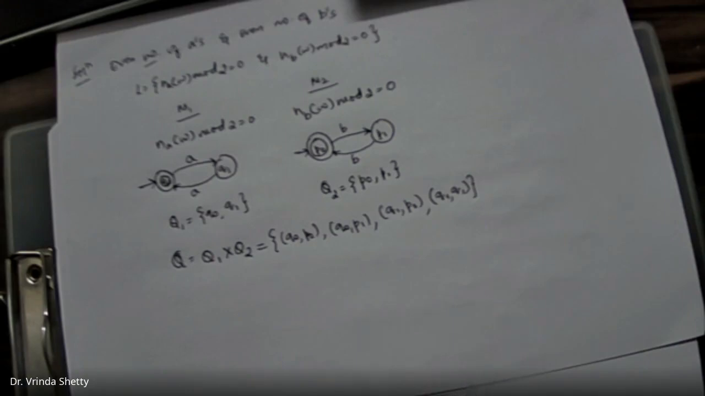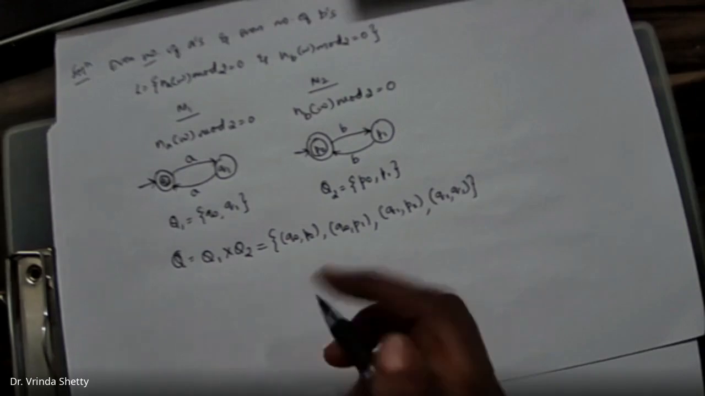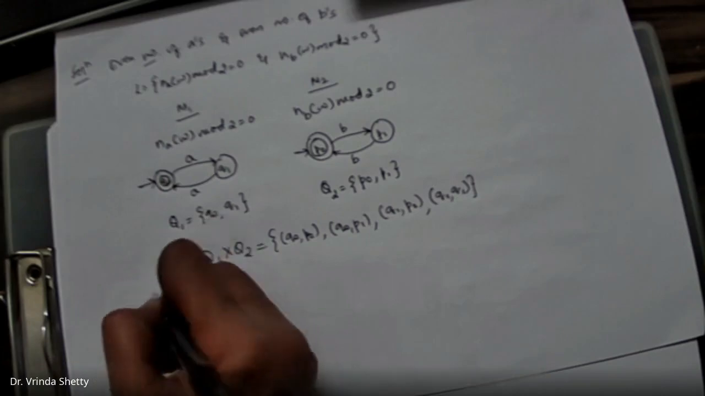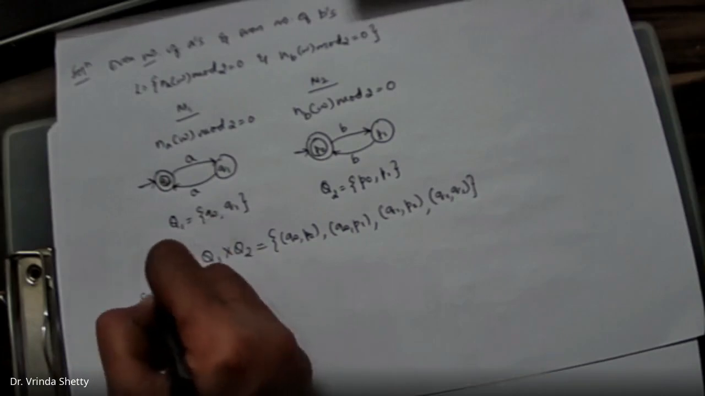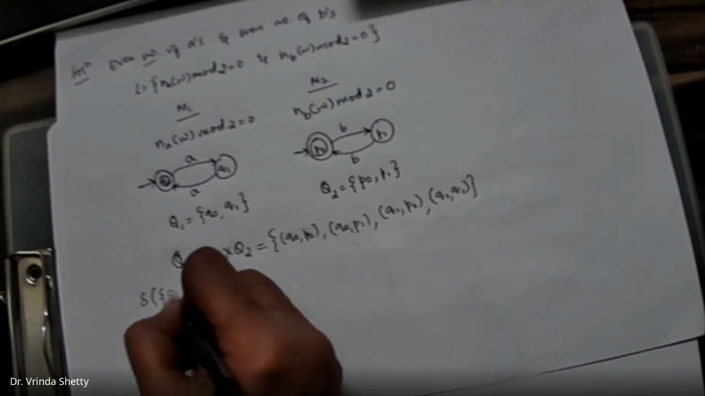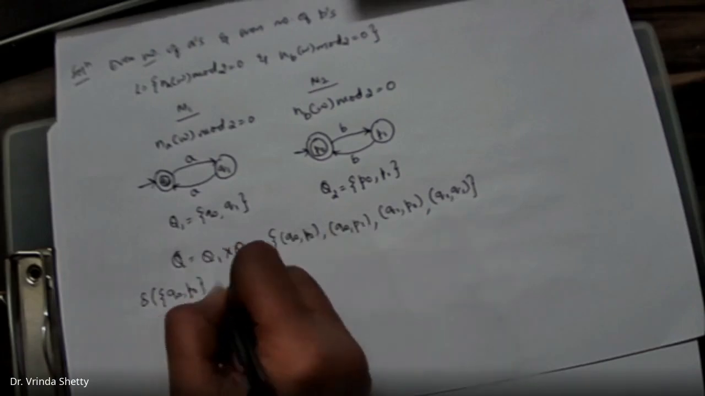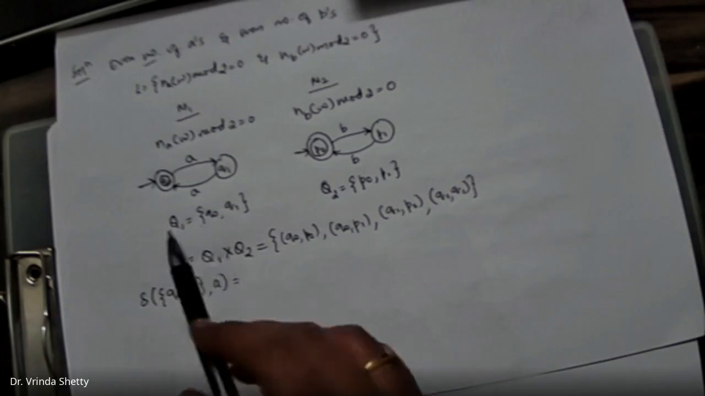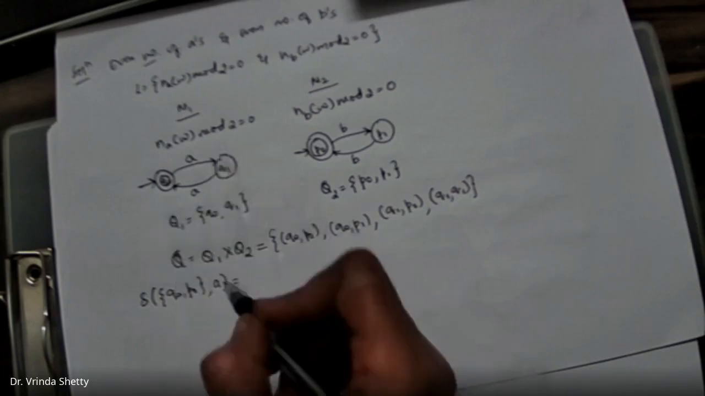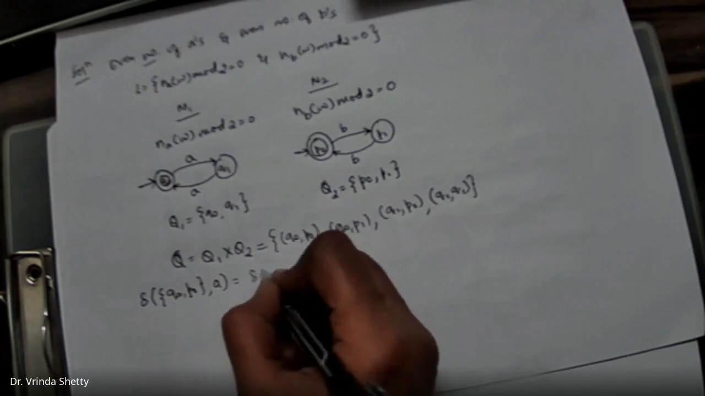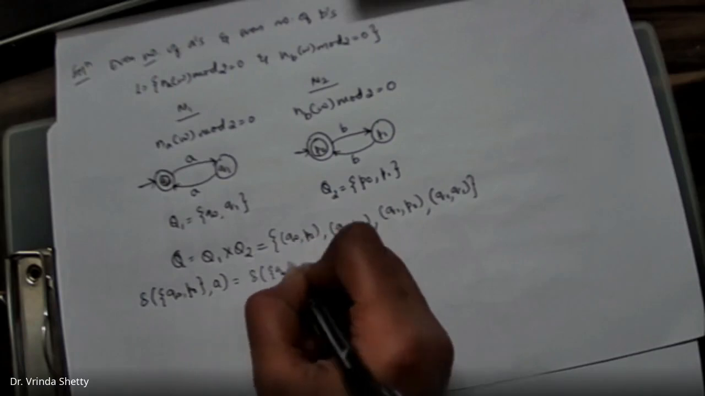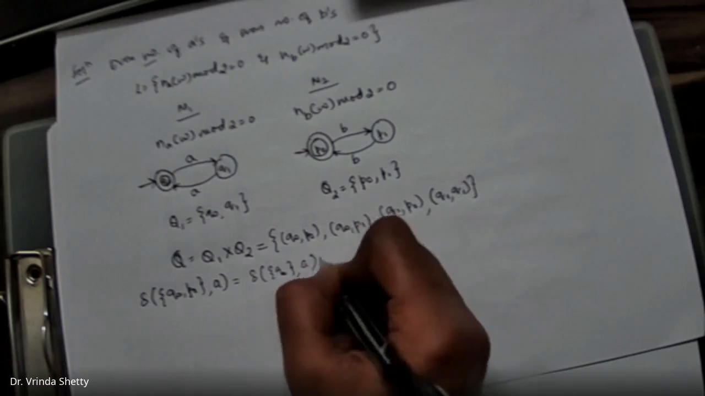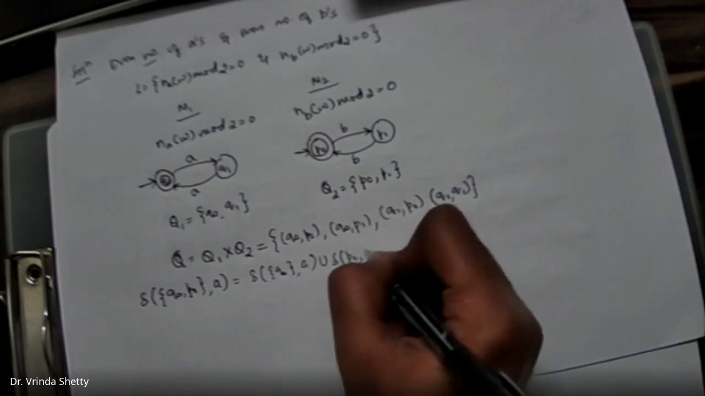Next, once the cross product is taken, what is the next step? We need to find the transitions here. First we'll take the first state on all the inputs. That is delta of Q0P0 on A input. We need to check where Q0P0 on A is going. Q0 on A is going to Q1. First we need to write it like this: delta of Q0 on A union delta of P0 on A.